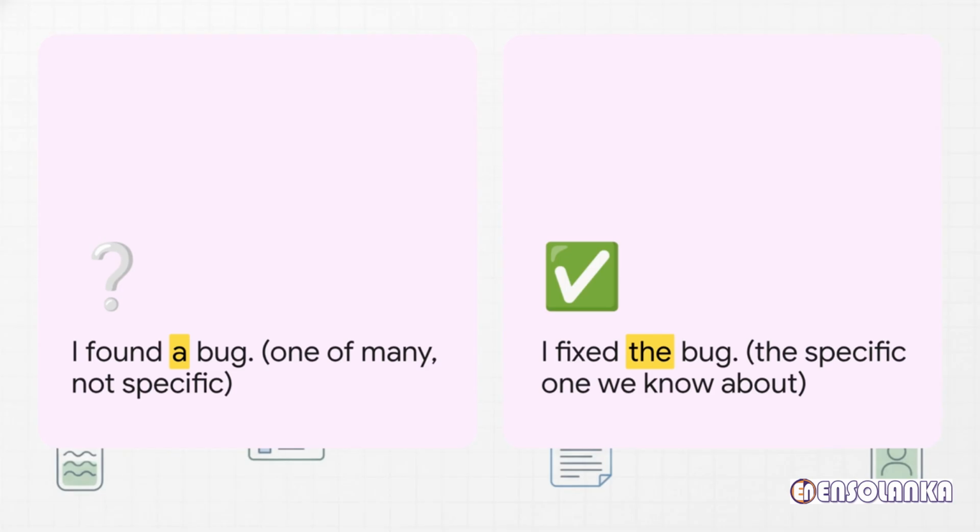Take a look at these two sentences. I found a bug. Simple enough, right? It tells the team there's a problem, but it's just one of many potential issues. Now look at the right. I fixed the bug. That one little word, the, changes everything. It tells everyone you solved that specific problem we've all been tracking. In a fast-moving dev team, that tiny difference is huge.